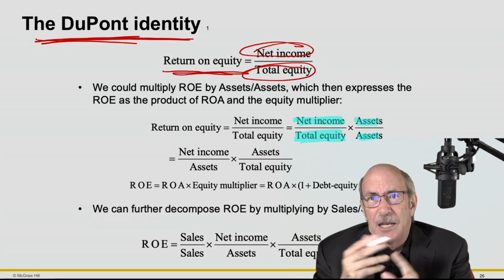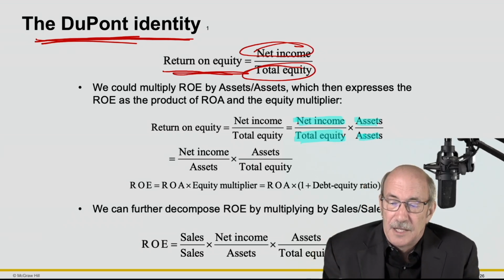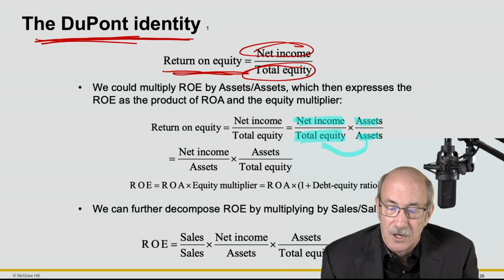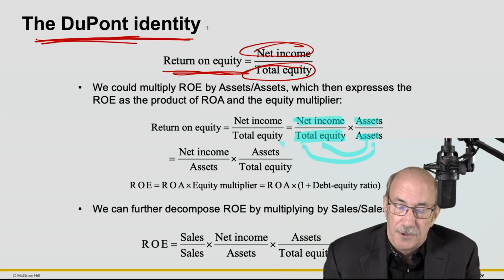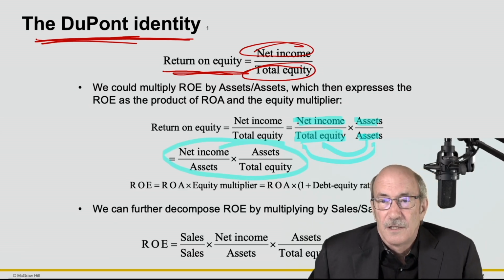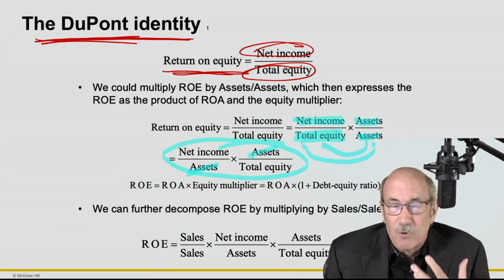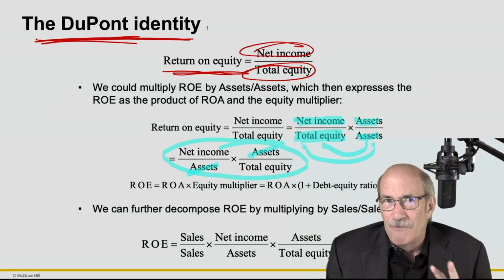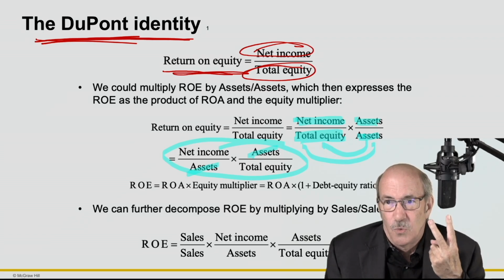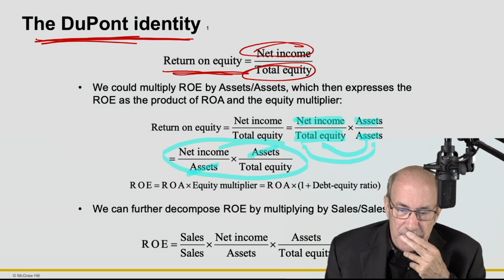Now, let's rearrange these terms a little bit, and let's slide the assets over here and move the total equity over here. And what we end up with is this thing. So now we have net income over assets times assets over total equity. Notice that the assets will cancel out and we're left with net income over total equity. So we haven't really changed anything, but we do have 2 ratios now instead of just 1. All right, well, what is net income over assets?